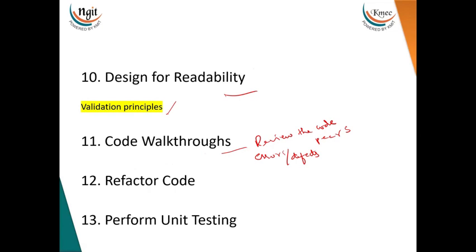And next is to refactor code. This is to improve the internal structure, okay, without changing the output. That is, you replace some duplicate code with a reusable function, right? So that falls under refactoring the code. Next is to perform unit testing. So we have to ensure the individual modules work as per the expectations.